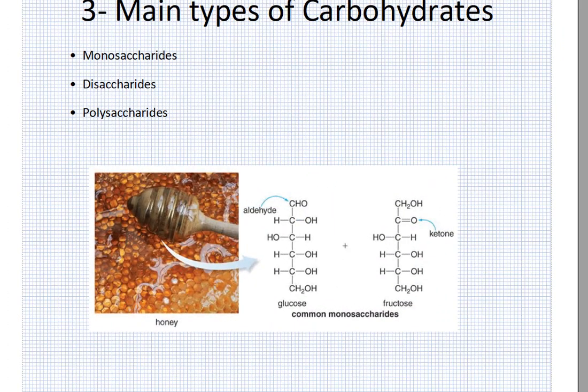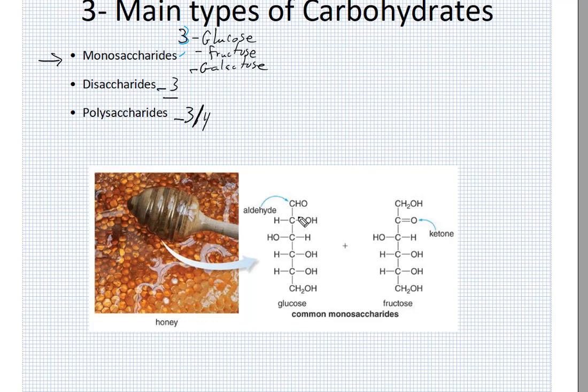So there are three main types of monosaccharides. It turns out there are many different types of monosaccharides, but we're going to talk about three main types: glucose, fructose, and galactose. As I said, in a later video we'll talk about disaccharides and polysaccharides. There are many different types of disaccharides, but we're also going to talk about three main types, and maybe 3 or 4 types of polysaccharides. So in this lecture, we're going to focus on the monosaccharide.